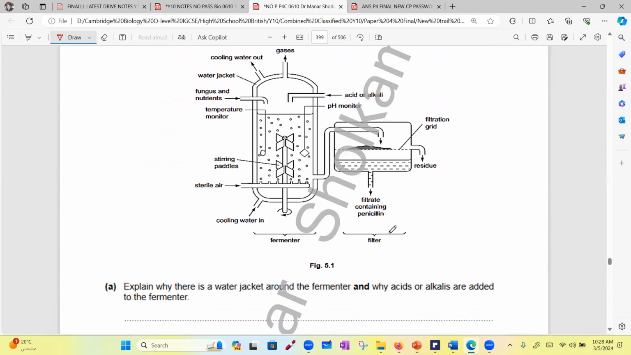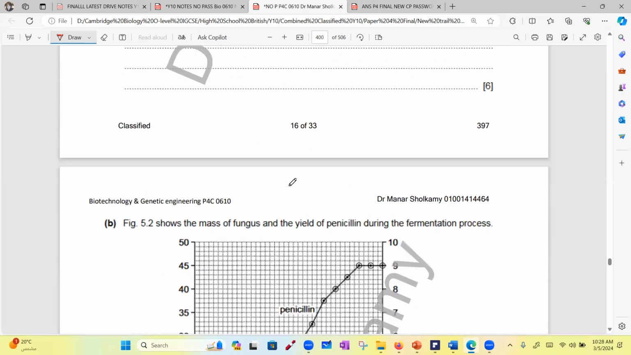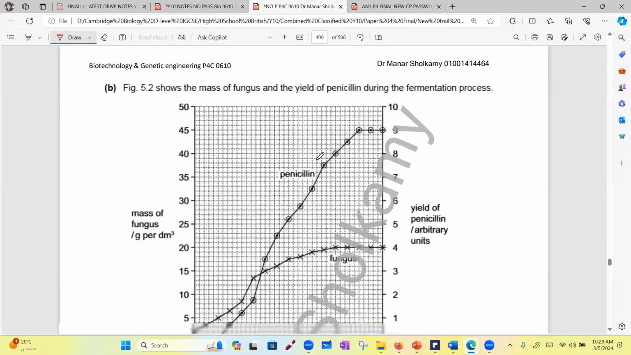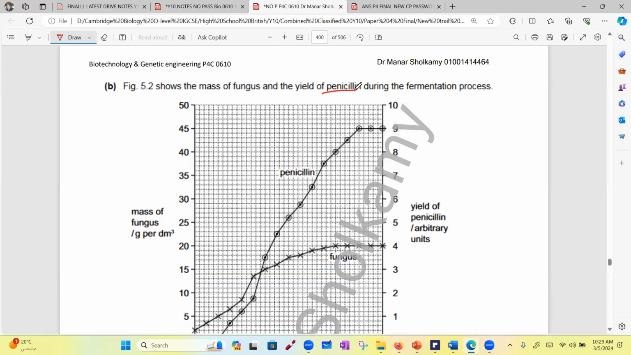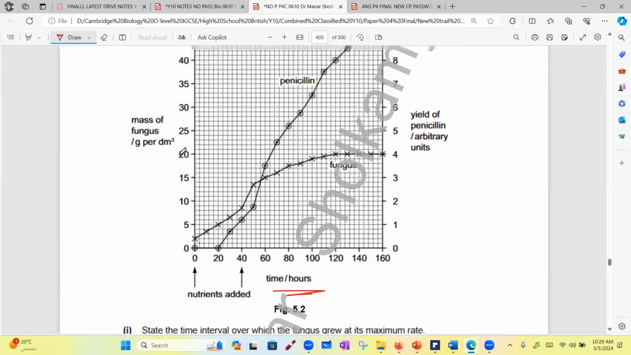Okay, the fermenter, and we answered it? Good. Explain why there is a water jacket. I think we answered it. Optimum temperature, to control the temperature so that the enzymes don't denature, so that they work at the maximum rate, maximum enzyme-substrate complex, and all the story. Okay? This is the mass of the fungus and the yield of the antibiotic during the fermentation process. So you have here, always look at the axes. Time, and here the mass of the fungus, and here the antibiotic production. So this X is the fungus, XX is the growth of the fungus, and here the growth of the antibiotic.